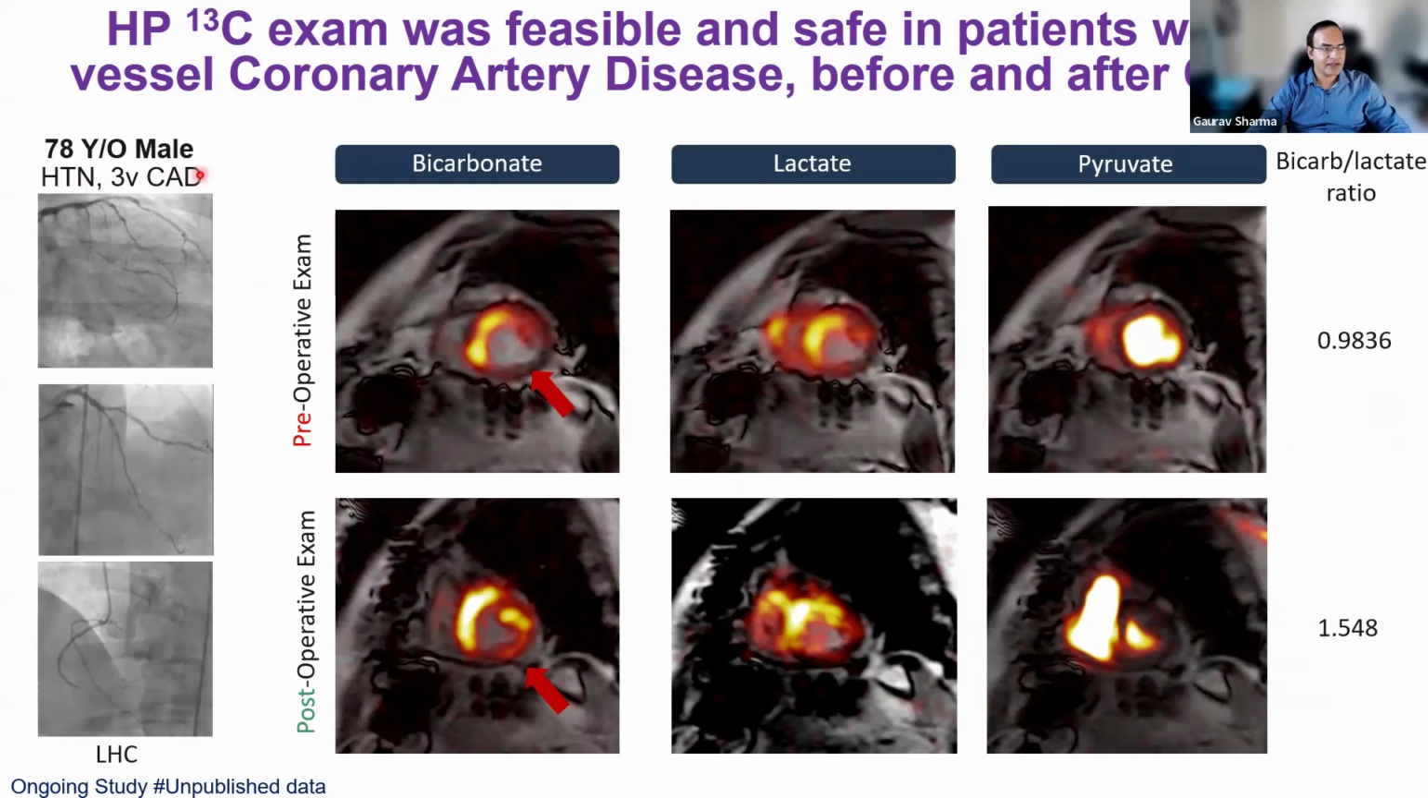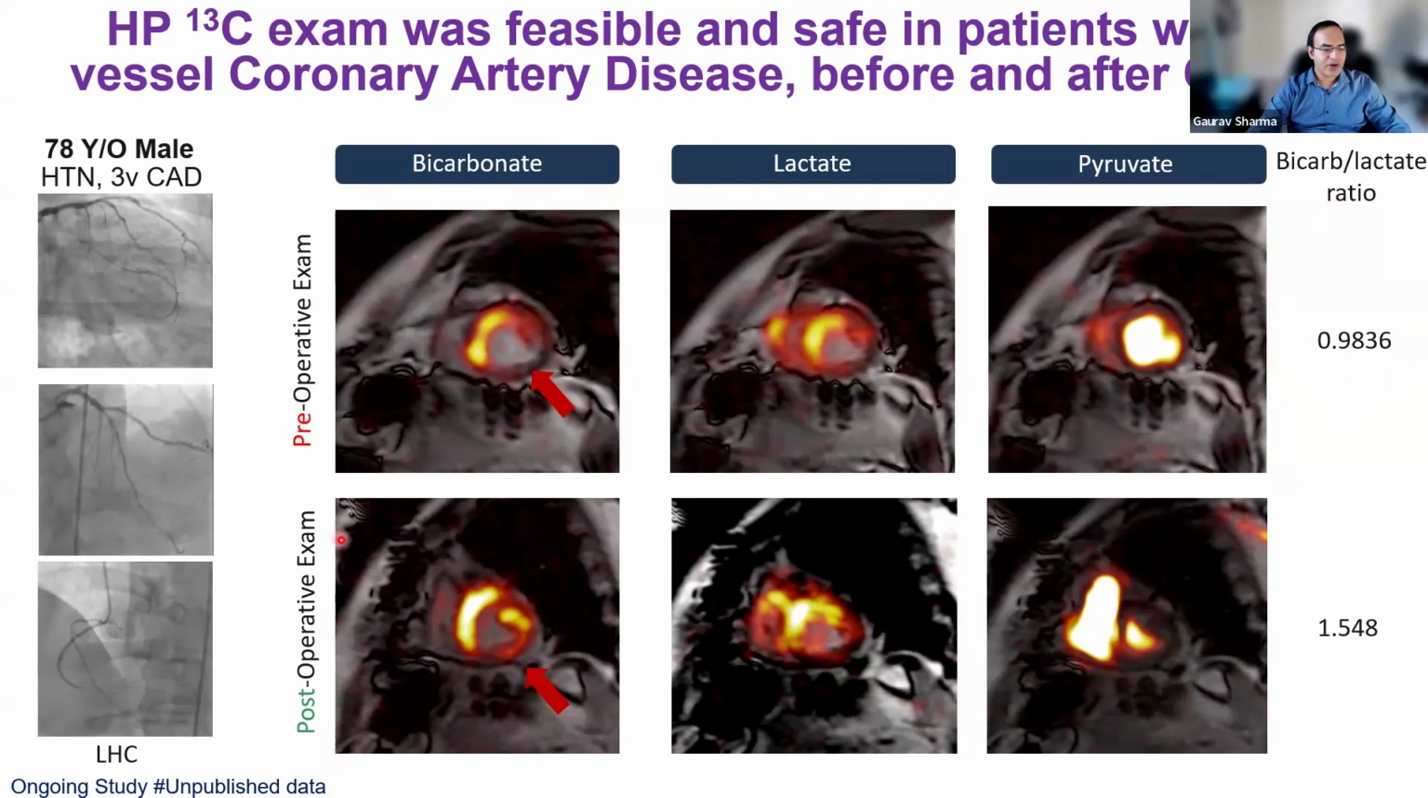This is a 78-year-old male who has hypertension with three-vessel coronary artery disease. This is the data from the left heart catheterization, and you might see that there is a blockage in the arteries. And we scan this patient preoperatively. The image you see is from the bicarbonate for the heart, and the lactate and the pyruvate, which is a probe. And we take the ratio of the bicarbonate to lactate, which is about 0.98.